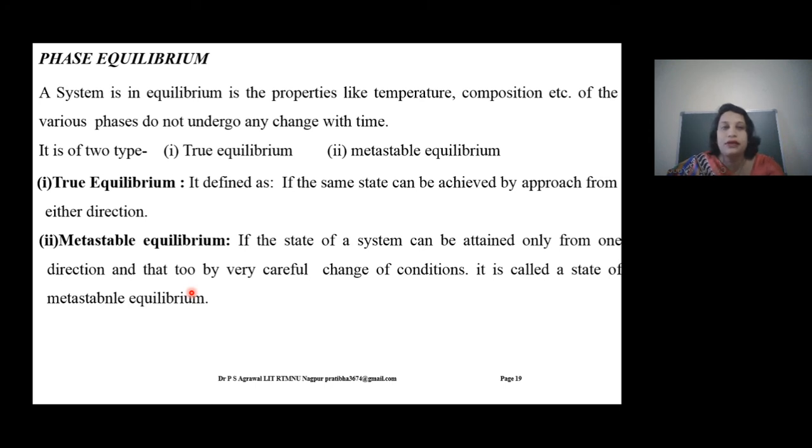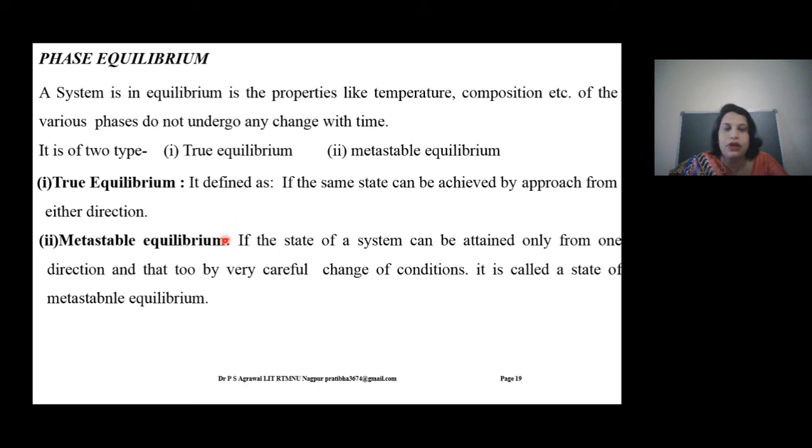Now, we will see that a system is in equilibrium when its properties like temperature and composition do not undergo any change. There can be different equilibria: true equilibrium or metastable equilibrium. What is true equilibrium? If the same state can be achieved by approach from either direction, it is true equilibrium. But metastable, if the state can be attained only from one direction, and by very careful change of conditions. Metastable is not very stable.